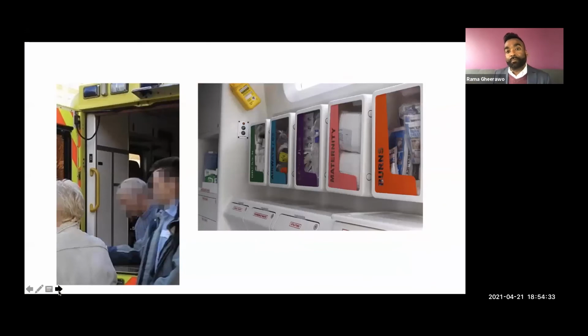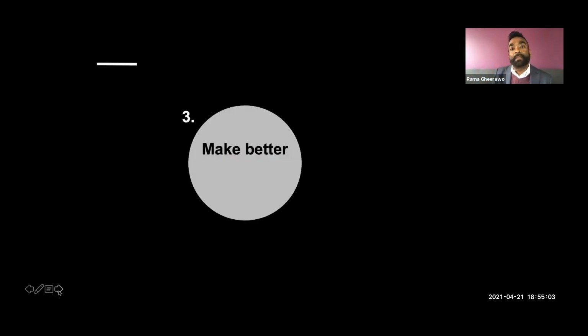This is our ambulance project. On the left, you see the existing ambulance with wardrobes in the back. The brief here was, could you restock the ambulance in 5 minutes instead of 45 minutes? And the answer is yes. Working with clinicians, with ambulance paramedics, the design was to replace the wardrobes with these 5 small cases. At the end of the shift, you take them out and you put new ones in, and you've restocked the ambulance in 5 minutes. Number 3 is make better.